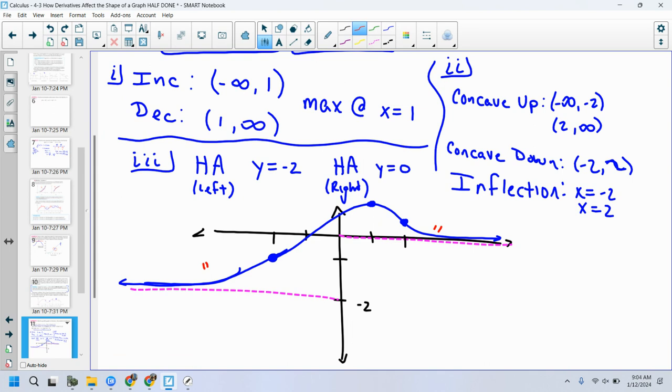On the right side, 2 to infinity. Is it concave upward again? Yep, happy face. Are there inflection points? Is it changing at negative 2 and positive 2? Yep. Do I see a horizontal asymptote at negative 2 on the left side? Yep. Horizontal asymptote at y equals 0 on the right side? Yep. Questions about that? Good there? Okay.